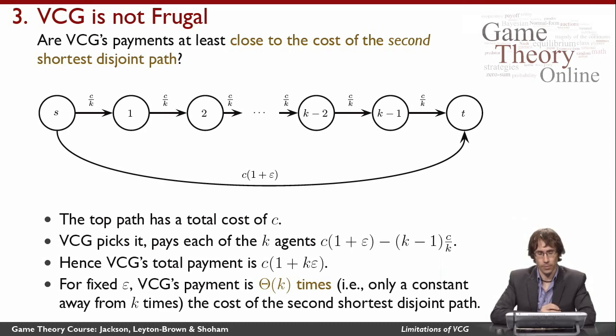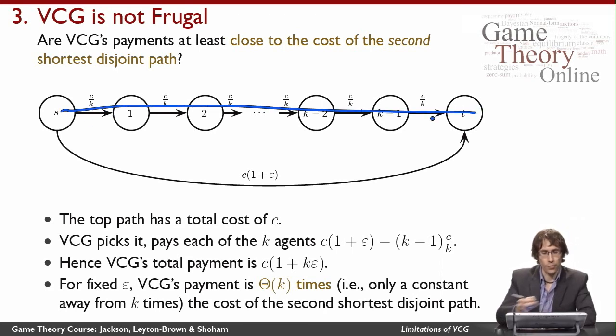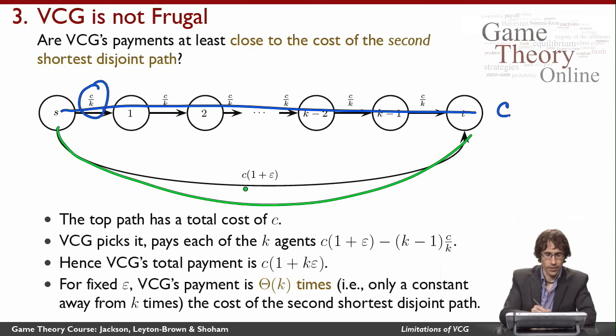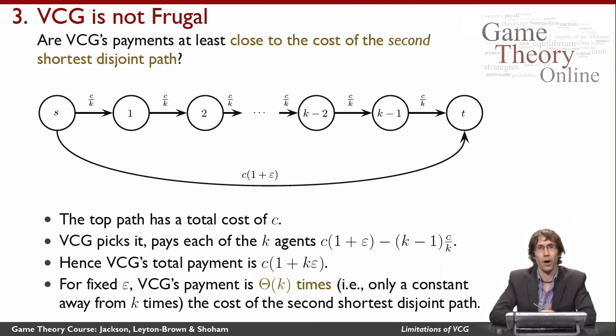So here's a different, a little bit more complicated graph that will illustrate that point. Here I have two disjoint paths. This one here goes through k agents, and each agent has a cost of c over k. So k times c over k means the total cost is c. Here I have another edge with only one agent, and his cost is c times (1 plus epsilon). So as long as epsilon is a positive number, the top path is going to be shorter than the bottom path. So VCG picks the top path, and it pays each of the k agents this amount here.